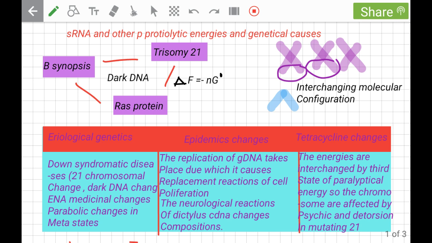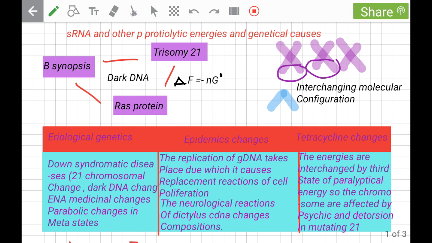So the energies are interconnected with third state of parallelical structure. As I have told, the energy's parabolical state is affecting the energy state of motion and mutating the psychic effect on the body's mutating 21. So these are the interchanging molecular configurations. So chromosomes change their structures by emulating the constant energy. They move variability from high range to low range.